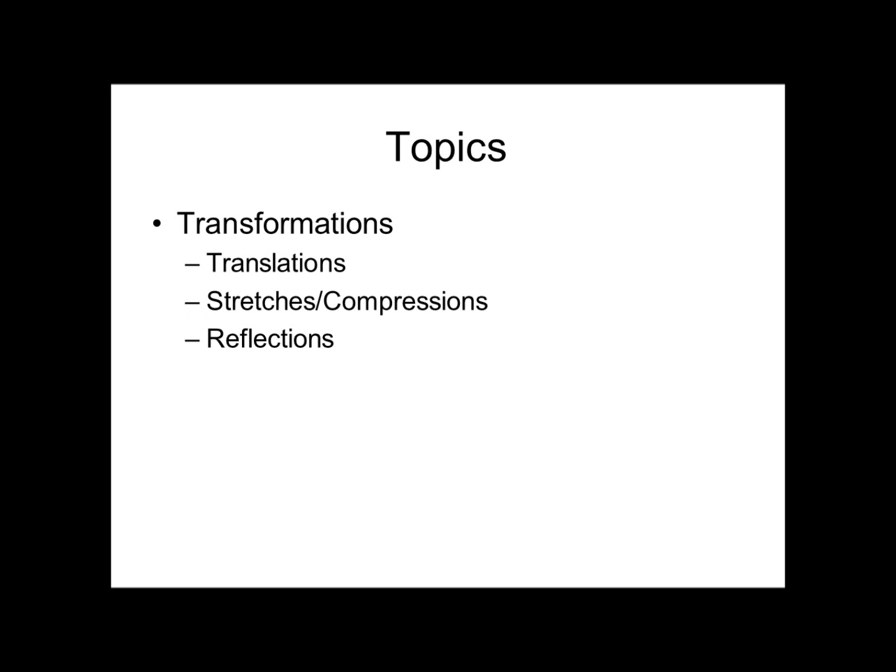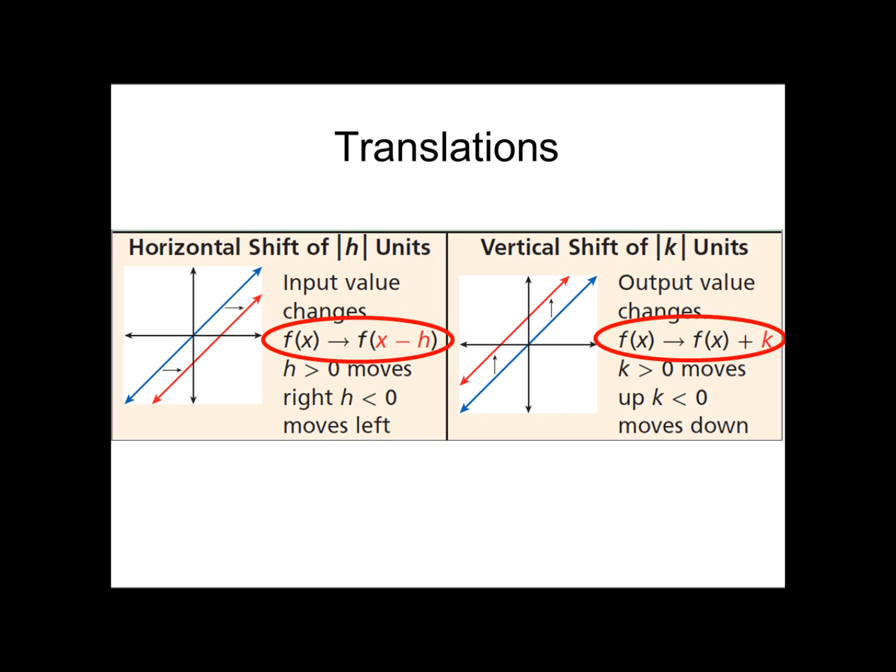The topics we'll include are different types of transformations. The three types are translations, stretches and compressions, and reflections. Now, a translation is when we shift the graph up, down, left, or right. The slope of the graph does not change under this translation. Whenever we want to shift horizontally, we're going to add or subtract a number to the x value. Whenever we want to shift the graph up or down, we're going to add or subtract a number all the way at the very end.